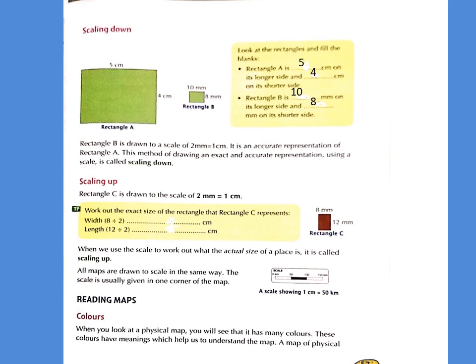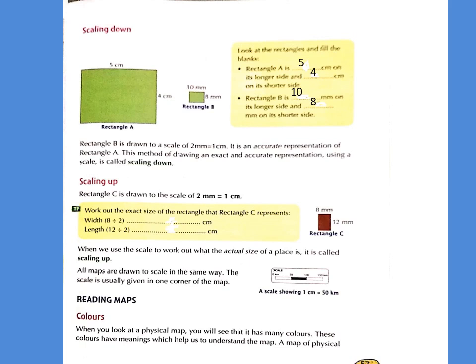And this method of drawing an exact and accurate representation using a scale is called scaling down. Underline the term scaling down. We are presenting the big rectangle A through a small rectangle B by following the process of scaling down. And the scale we are using here is 2 millimeter is equal to 1 centimeter. Is it clear to all? Now in this way we can present it accurately without making any mistake. And you will take your pencil and fill in the blanks in that yellow box.